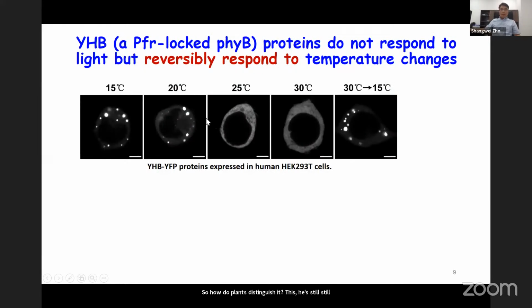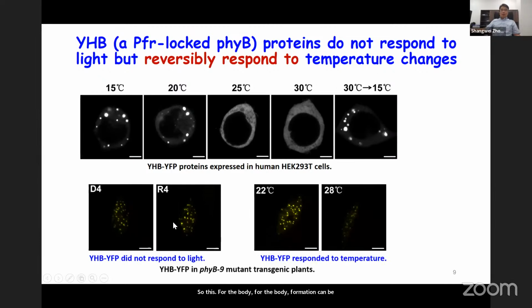In our study, we expressed YHB in mammalian cells, and we found that at low temperature, YHB will form photobodies, which is similar to that in plants. However, when the temperature increased, these photobodies will disappear. And when the cells return to the low temperature, the photobodies will reappear. So this YHB photobody formation can reversibly respond to temperature changes.